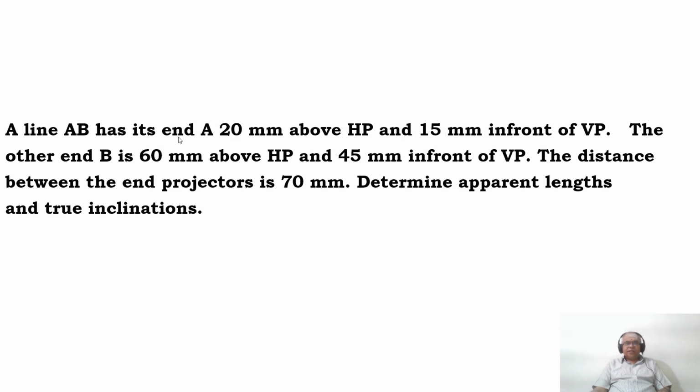So what he says is, end A is 20 mm above HP and 15 mm in front of VP. That means one end point of the line AB has been given with respect to HP and VP, and he has also given the other end point, which is 60 mm above HP and 45 mm in front of VP. So he has given the locus of both A and B of line AB, and he has also given the distance between the end projectors.